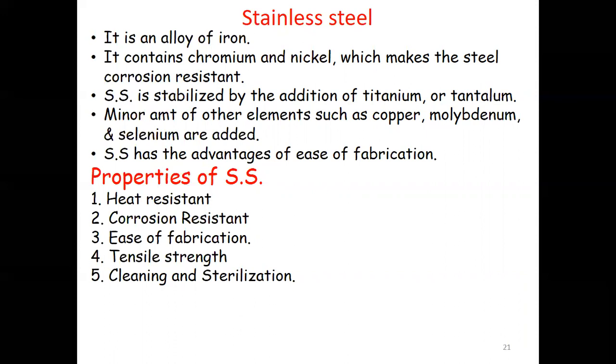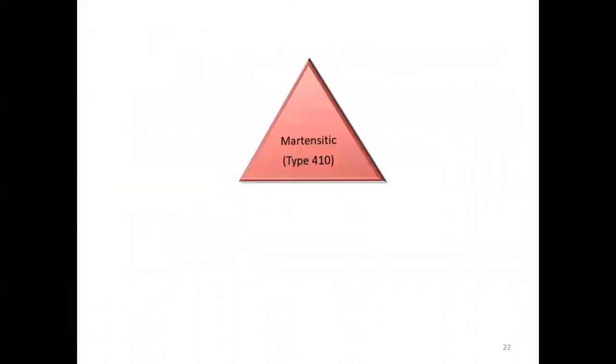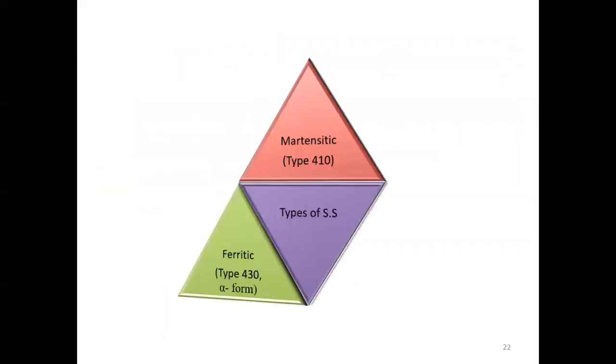The properties of stainless steel are: it is heat resistant, it is corrosion resistant, it has ease of fabrication, it has high tensile strength, and it is very easy for cleaning, and also easy for sterilization. The main thing about stainless steel is that almost 99% of the machinery present in the industry is made up of stainless steel because of its corrosion resistant property.